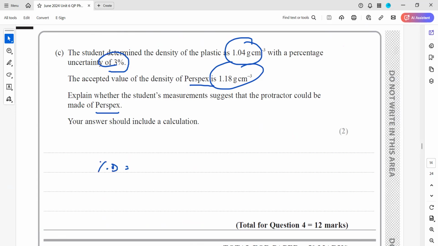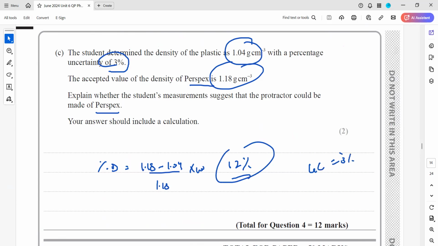Percentage difference will be the maximum minus minimum divided by the mean, or the standard value. So maximum is 1.18, minimum is 1.04, divided by standard 1.18, times 100. So the percentage difference is coming out as 12%, where the percentage uncertainty was 3%. So the percentage difference is greater than the percentage uncertainty, so it is not made of Perspex.